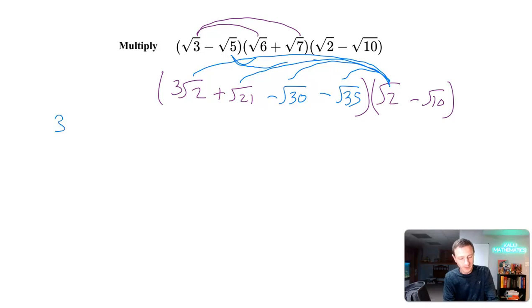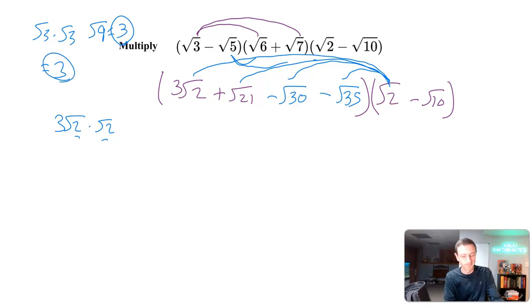So 3 square root 2 times square root 2: the square root of 2 times square root of 2 is square root of 4, which is 2. Remember, if you're multiplying the same thing within a radical, you just get that same thing back, like the square root of 3 times the square root of 3 is 3, because square root of 9 is 3. So you get back 3.